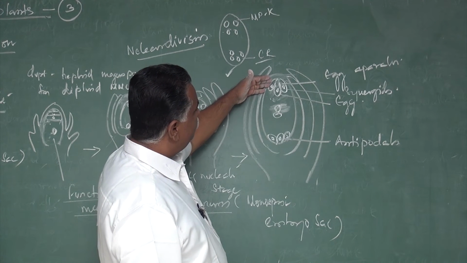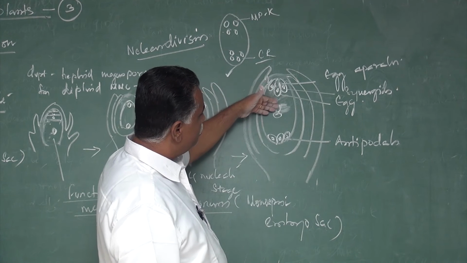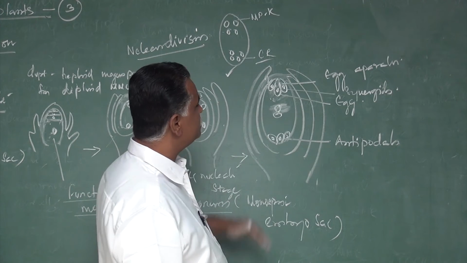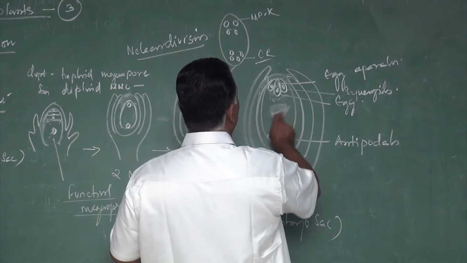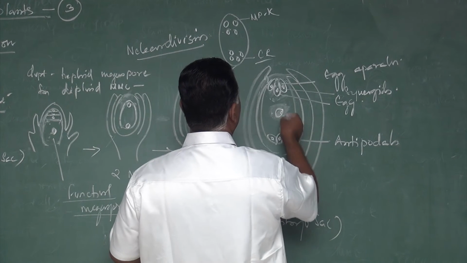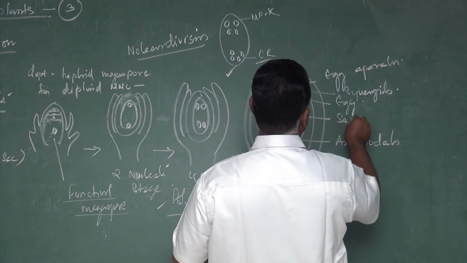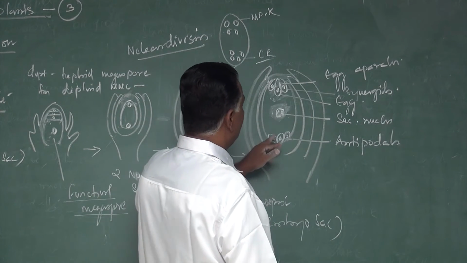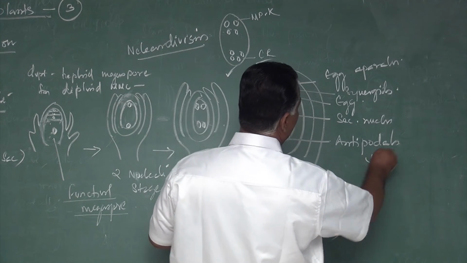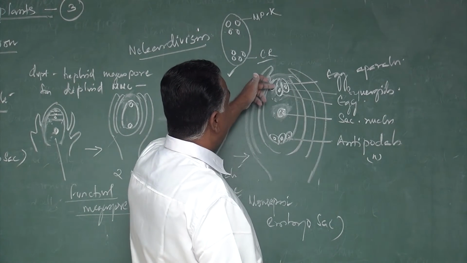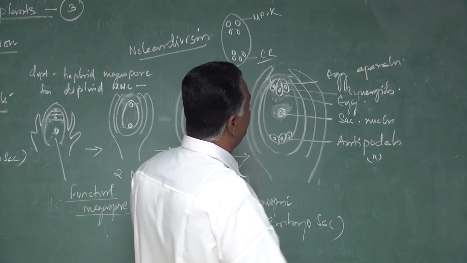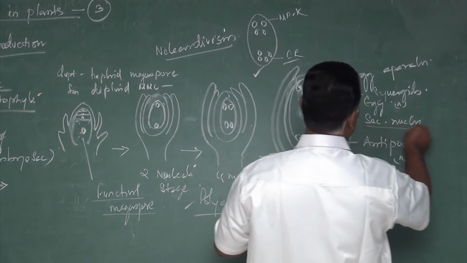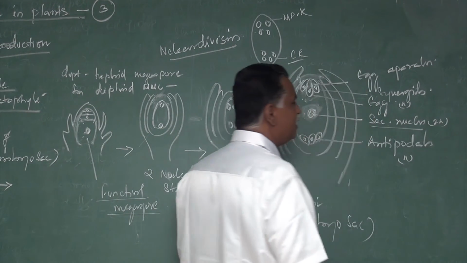One nucleus from the micropylar region and one from the chalazal region come to the center. They are called polar nuclei. These 2 fuse to form the secondary nucleus. From this we understand the antipodals have n number of chromosomes, and the synergids and egg also have n number of chromosomes. The secondary nucleus has 2 sets of chromosomes, 2n in nature.